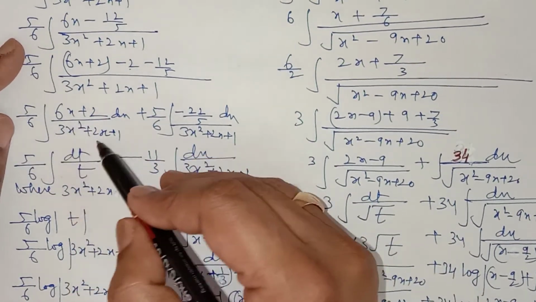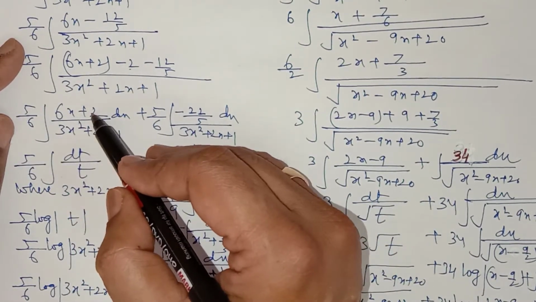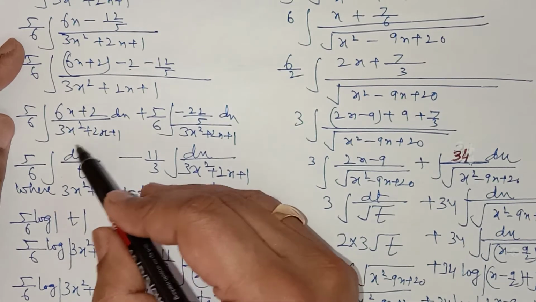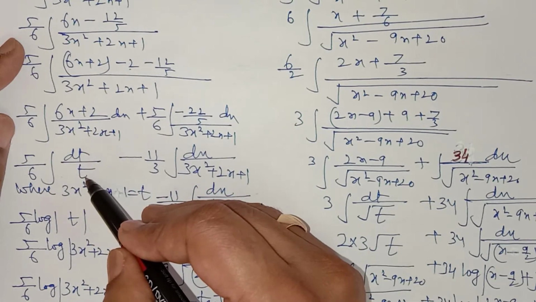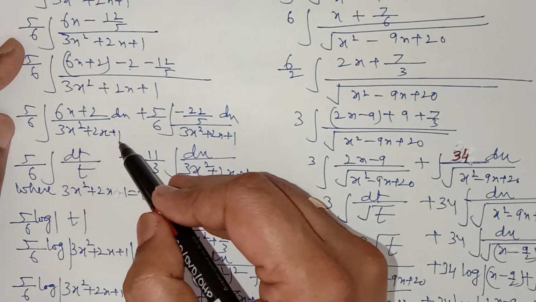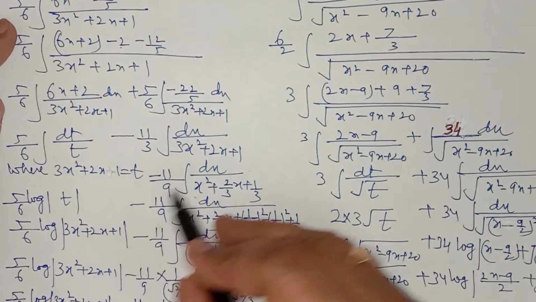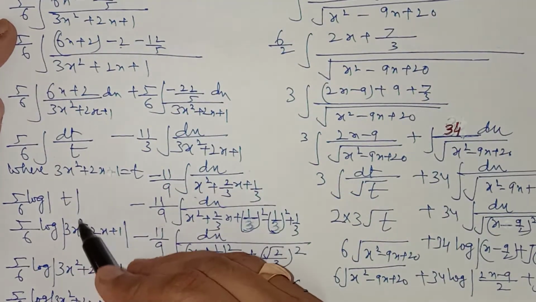And if you let 3x square plus 2x plus 1 is equal to t, this will be cancelled out. So it will become dt upon t. And the integration of this is log t. Then replace the value of t.